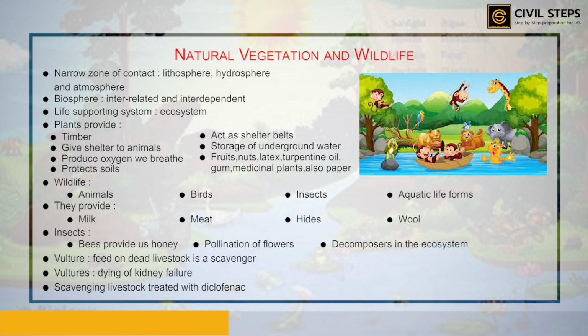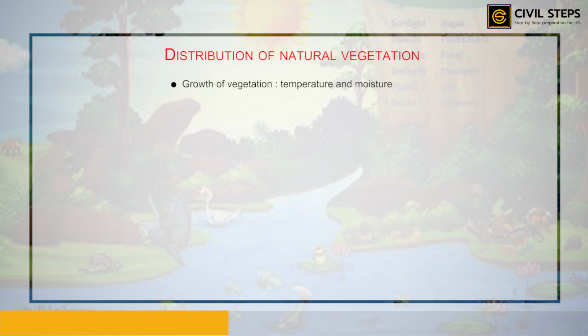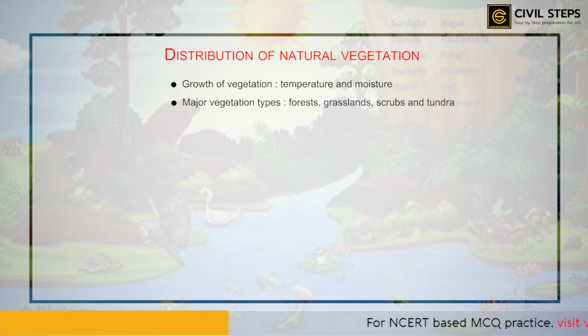Now, this was in general about the natural vegetation and the wildlife. Now, let us have a look at the distribution of this natural vegetation. The growth of vegetation depends primarily on temperature and moisture. The major vegetation types of the world are grouped as forests, grasslands, scrubs, and tundra.